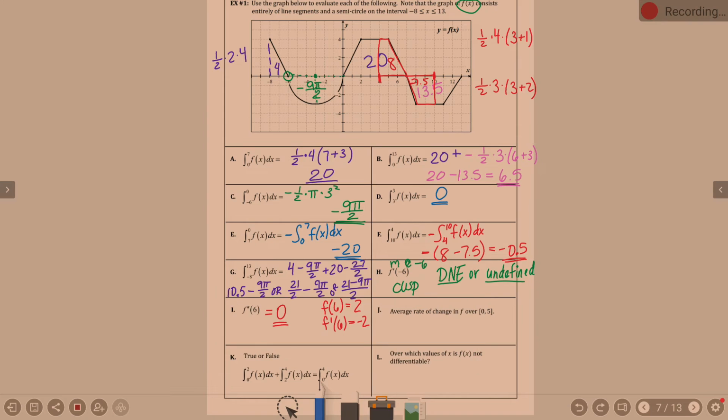Okay, dig deep, dig deep. Average rate of change. You don't get to forget calculus, that's the problem. Average rate of change, f of 5 minus f of 0 over 5 minus 0. F of 5 is 4. F of 0 is 0 over 5 minus 0. So we get 4/5.